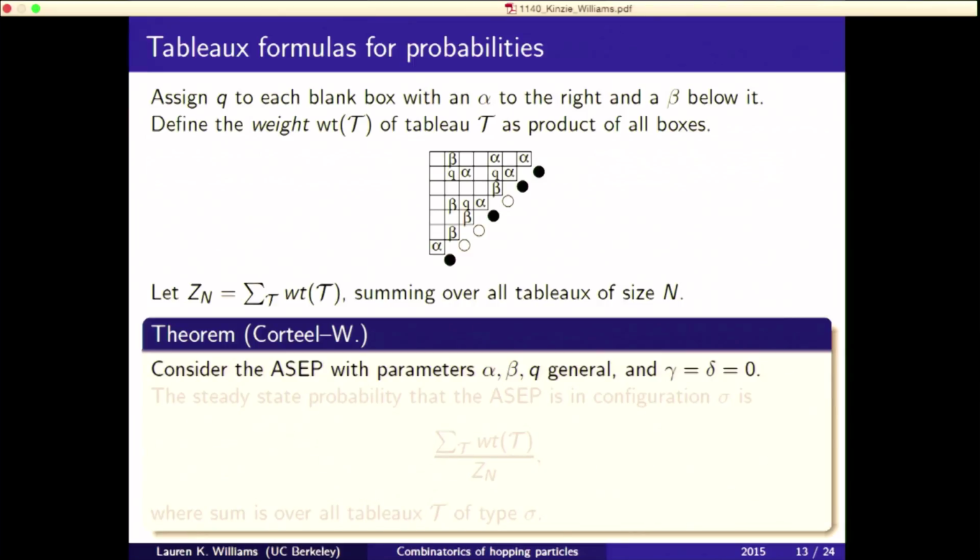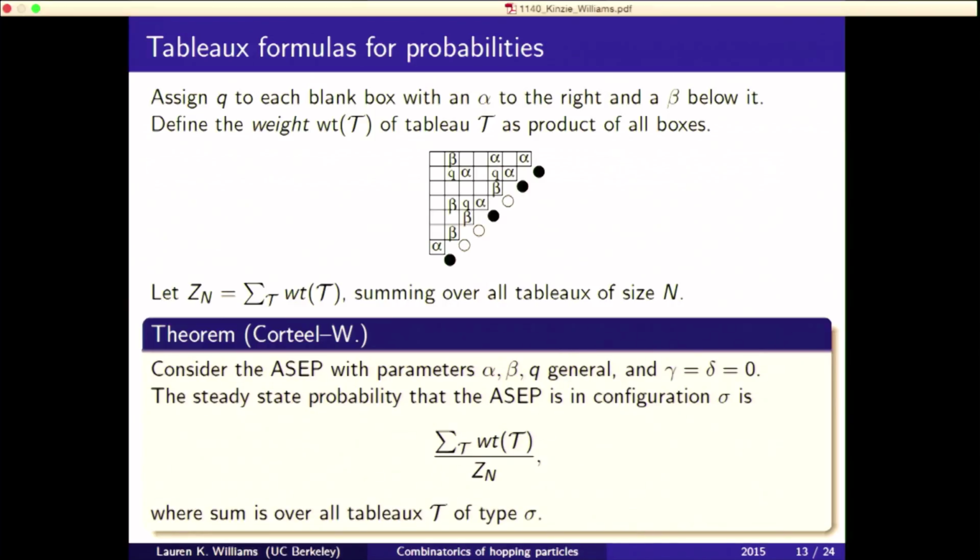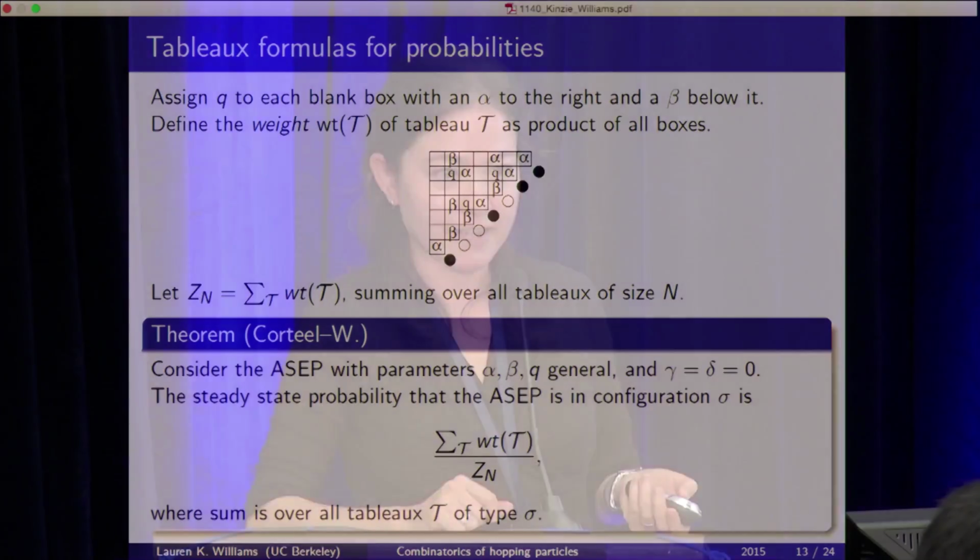If we're interested in the ASEP with these parameters alpha, beta, and q general, and gamma and delta to be 0, then the steady state probability that the ASEP is in configuration sigma is precisely the following ratio, where at the top I look at all tableaux of type sigma. So sigma is a word in particles and holes. It's exactly the configuration I'm interested in. And so what I do is I write down all the tableaux with the border having alpha and beta according to that configuration. And I sum that up, and then I divide by the normalization factor.